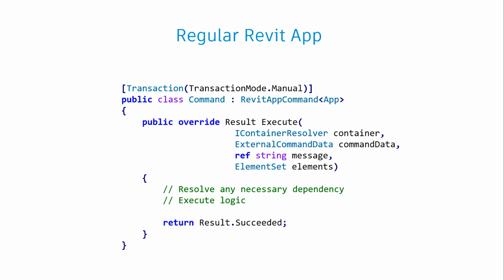Now let's turn our attention to commands. This is how a command is implemented. Notice that we inherit from Revit app command, not external command. And then we have injected here a container resolver on the executed method. This is the only real difference from a regular Revit command. A container resolver, as the name suggests, is designed to resolve any dependencies that we need when running the business logic. And that's it. That's the skeleton of our framework.